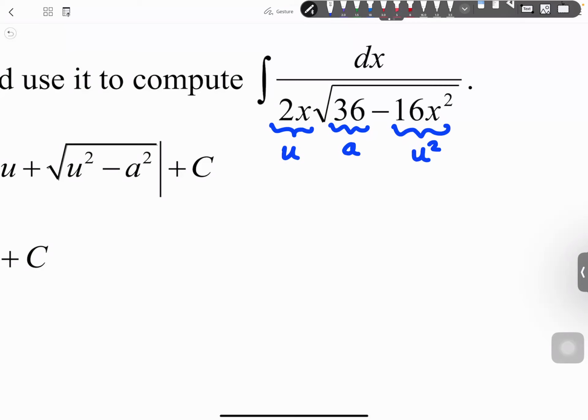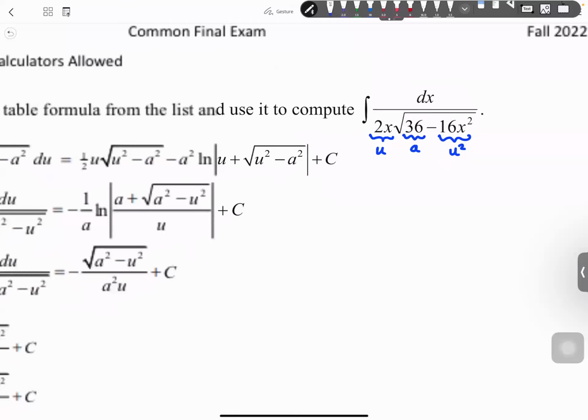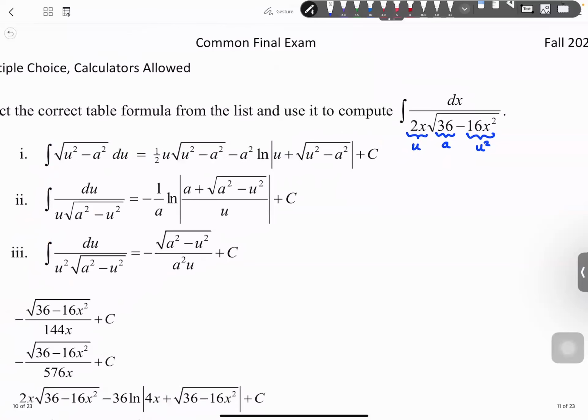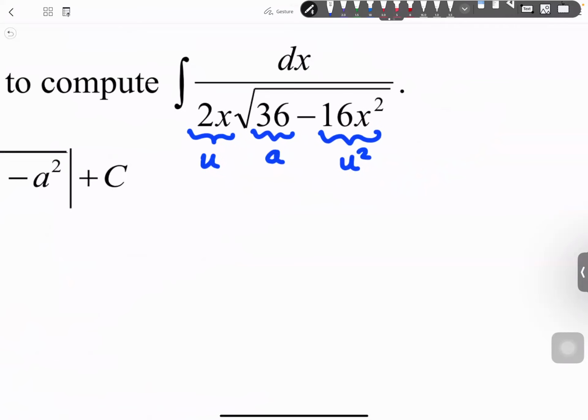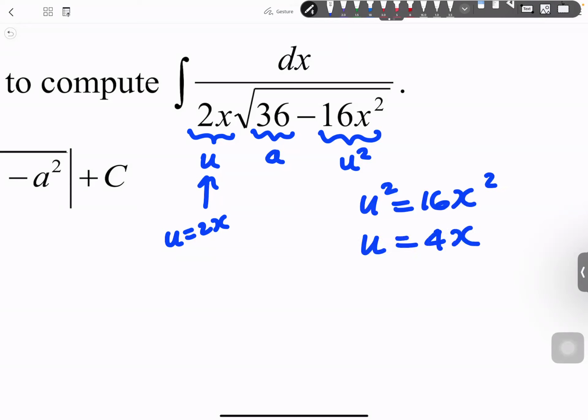So I'm looking for a table that has 1 over u times the square root of a squared minus u squared. So it looks to me like the table that I am going to want to use is going to be 2. The problem here is if we decide what u is, over here u is equal to 2x. But over here, u squared is equal to 16x squared, which makes u equal to 4x. So our constants are currently not lining up very nicely.